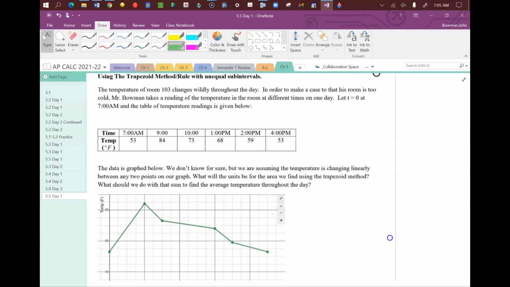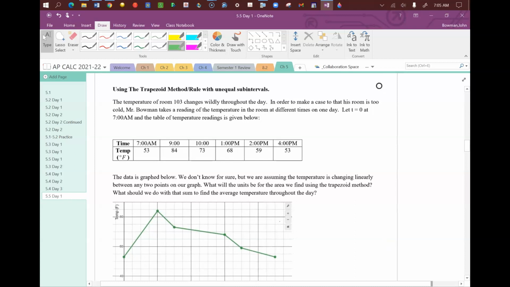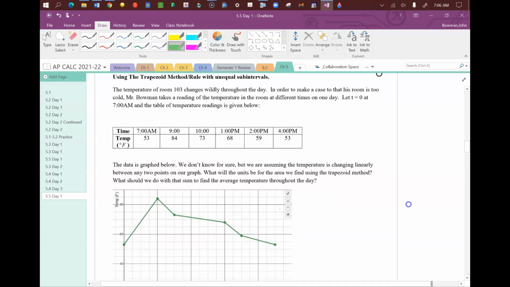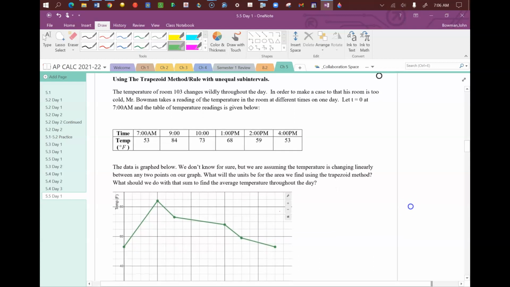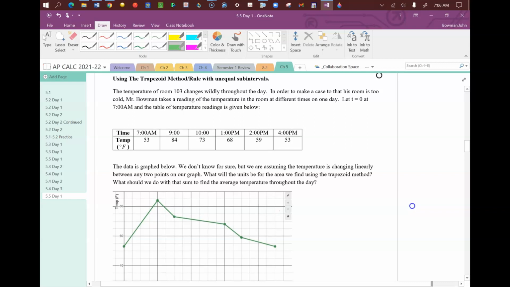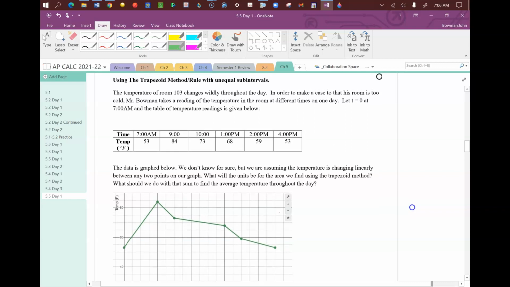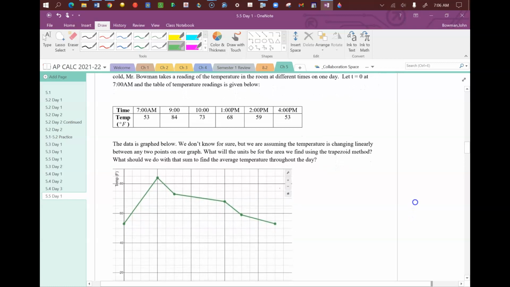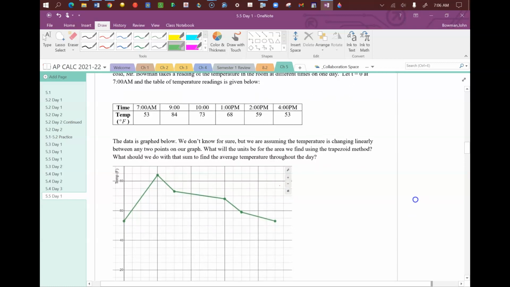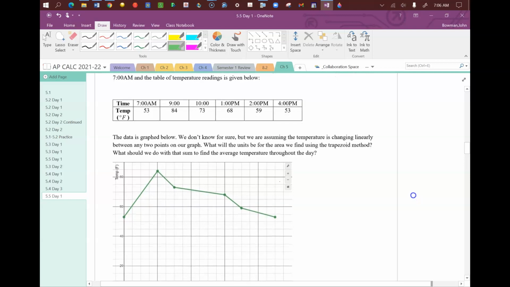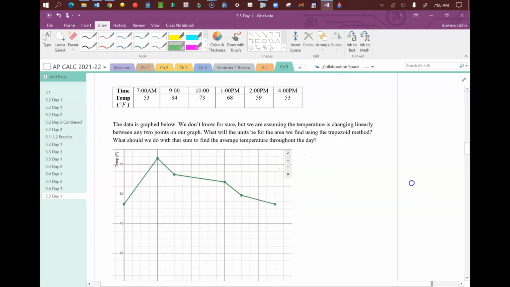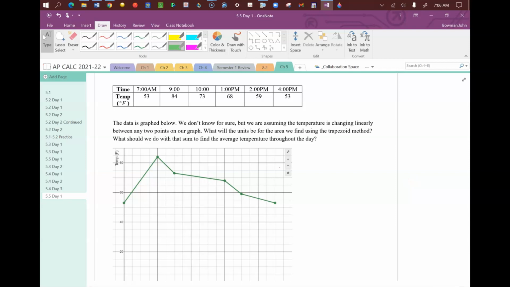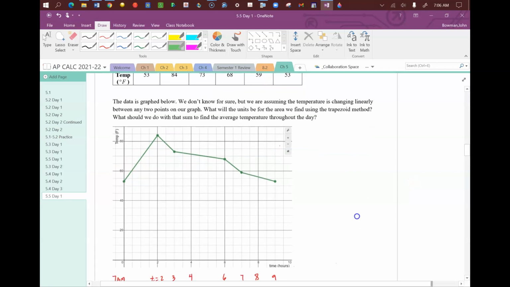So here's the scenario. As you know, the temperature in room 103 fluctuates quite a bit during the day. And I would like to make the argument that the average temperature in the room is too cold. Average temperature. So how am I going to do that? I have this data for various times during the day, which is the time and the temperature in the room. And I want to estimate, using the trapezoid rule, the average temperature throughout the day.